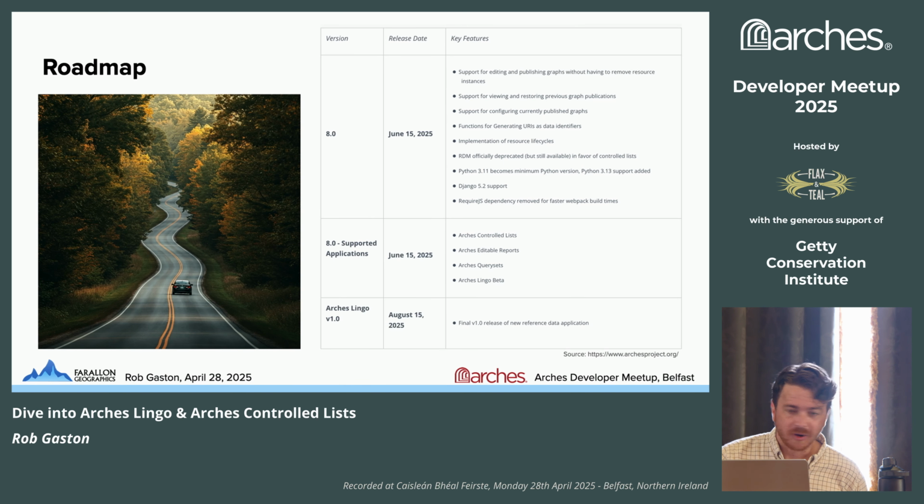This is the roadmap. You can find that on the website. I don't need to linger on this, but the point is much of this is getting released alongside Arches 8 in June, right around the corner, including controlled lists, and then Lingo will be a couple months later in August.